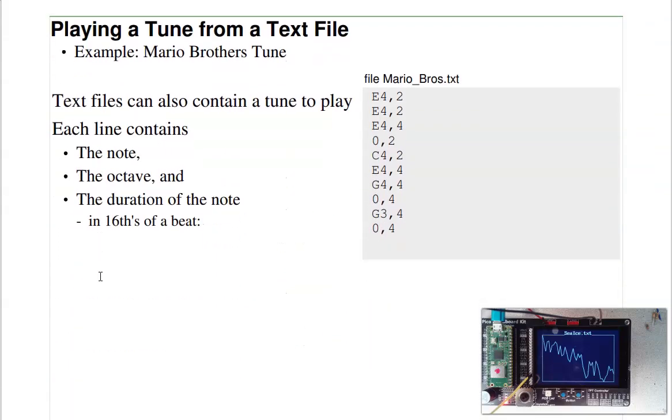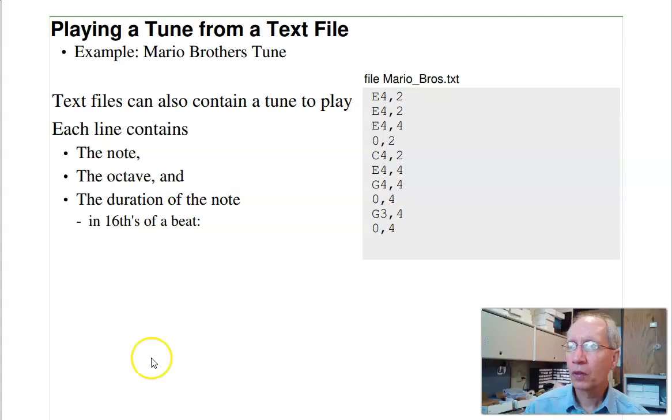The second thing you can do with text files is use them to control my program. So we looked at before how to play a tune like Super Mario Brothers. Well, if I store that tune in a file, I can sit there and play the file. Change the name of the file, and I'll play a different tune. So what this does is this is the note E, the octave, and the number of beats, in sixteenths of a beat. 0 means play no sound.